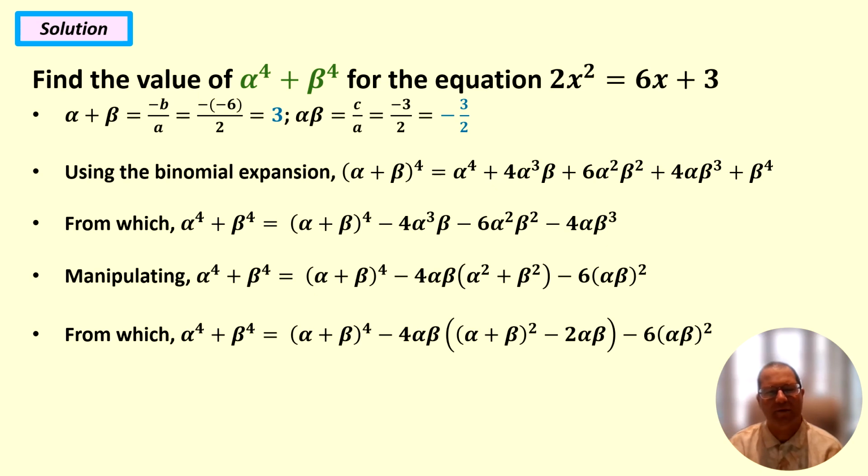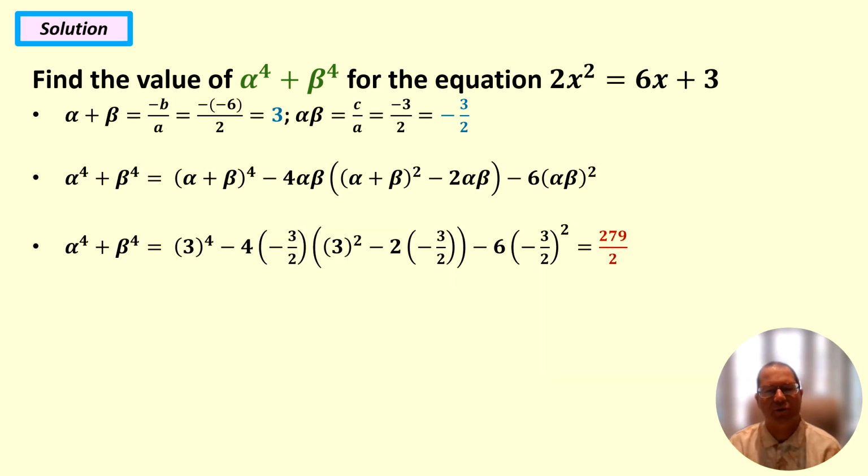And then by making alpha to the 4 plus beta to the 4 the subject, and getting everything in terms of alpha plus beta and alpha beta, we end up with alpha plus beta to the power 4 minus 4 alpha beta multiplied by alpha plus beta squared minus 2 alpha beta, subtract 6 lots of alpha beta squared. And now we can substitute alpha plus beta is equal to 3 and alpha beta is equal to negative 3 over 2, and we get a final answer of 279 over 2.